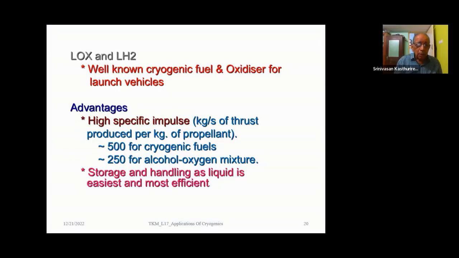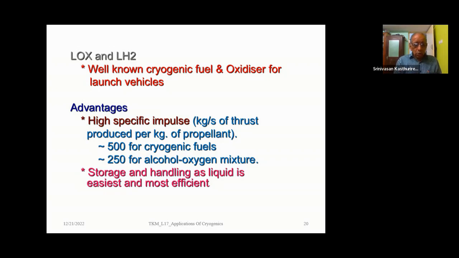It is well known that hydrogen and oxygen form the fuel and oxidizer to launch the vehicles. Why is it used? The reason is simple: it has a very high specific impulse. It is so many kilograms of thrust produced per kg of propellant and so on. The value is approximately double in the case of cryogenic fuels compared to the alcohol-oxygen mixture. So it's only 250 and the other one is 500.